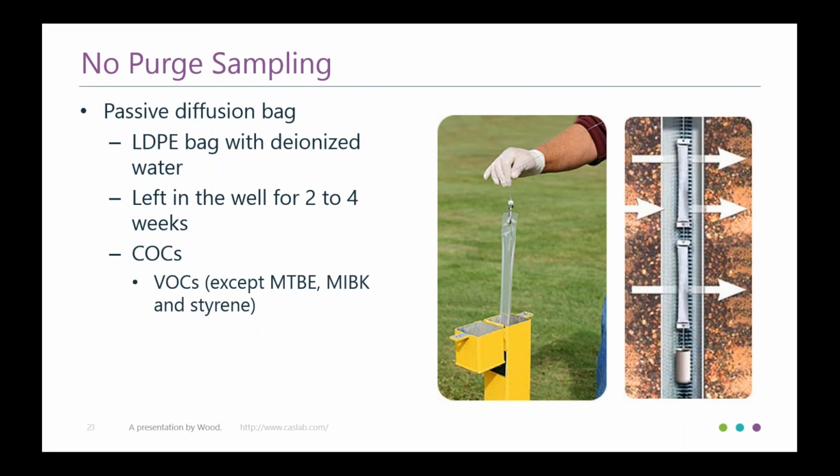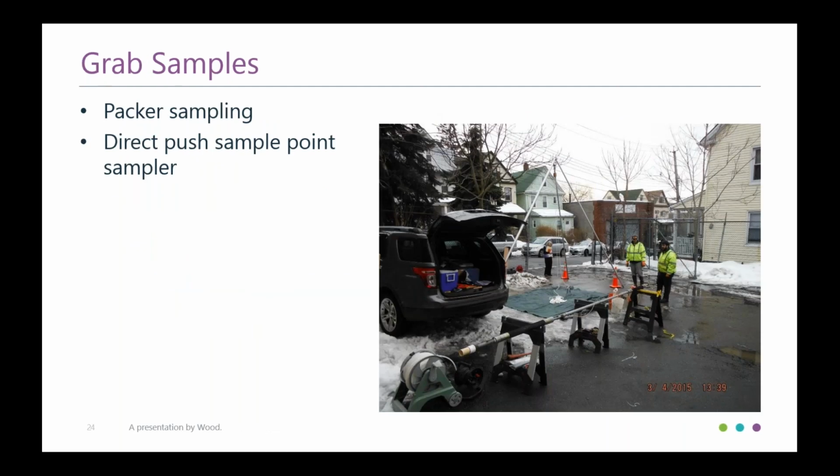Another type of no purge sampling would be a grab sample. And there's several instances where you can get these in a well or from the subsurface. So packer sampling, as you can see, there's a packer in that slide. Put those in, you're doing other things, measuring other parameters. You can have a grab sample at that time.